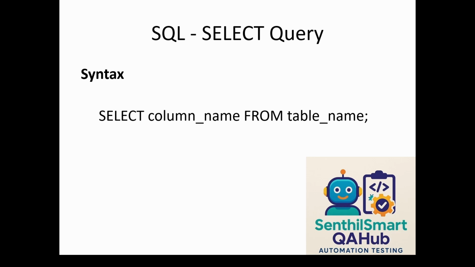What is a select query? The select statement is used to retrieve the data from one or more tables. This is the syntax for the select query: select column name from table name. The select keyword is used to retrieve the data, and in the column name, you can mention the specific column name to retrieve the data. From specifies the table name. After the from, we are giving the table name.